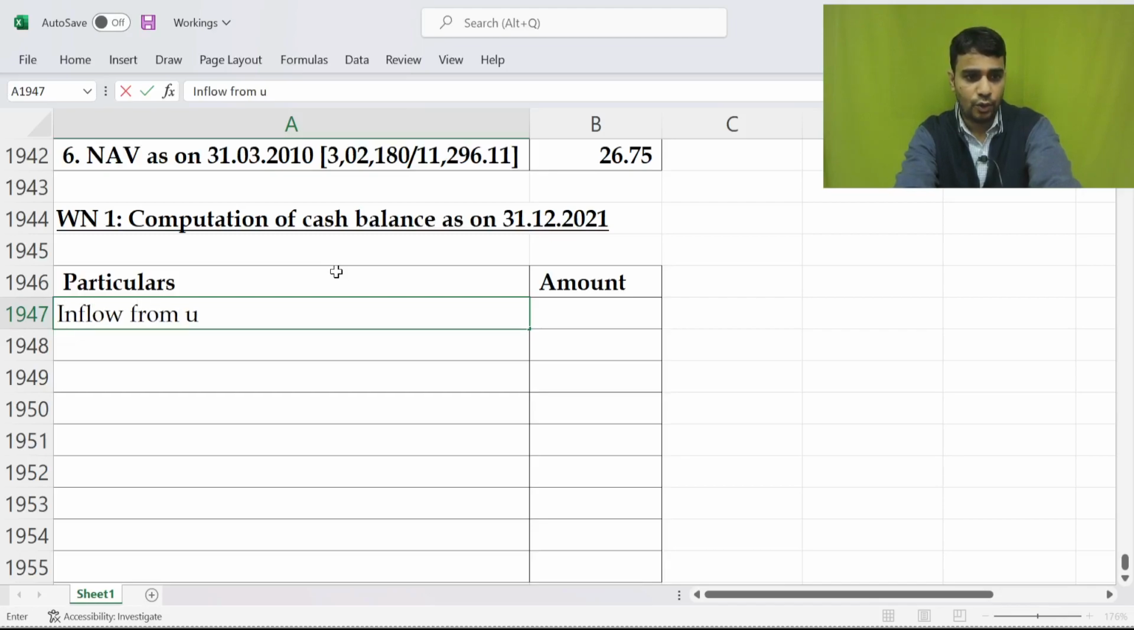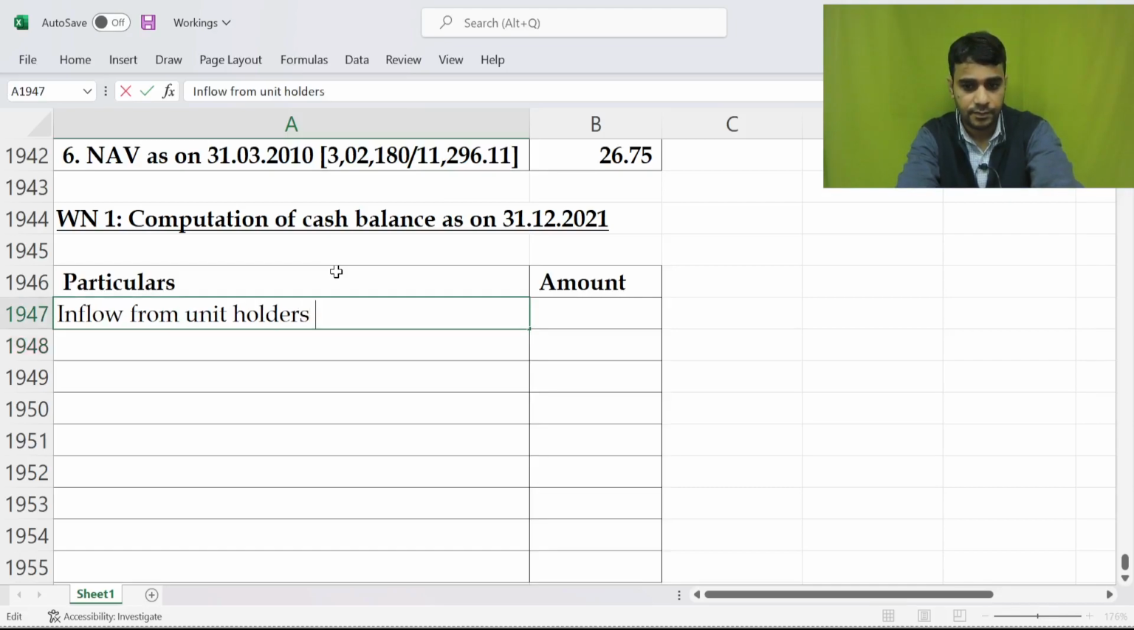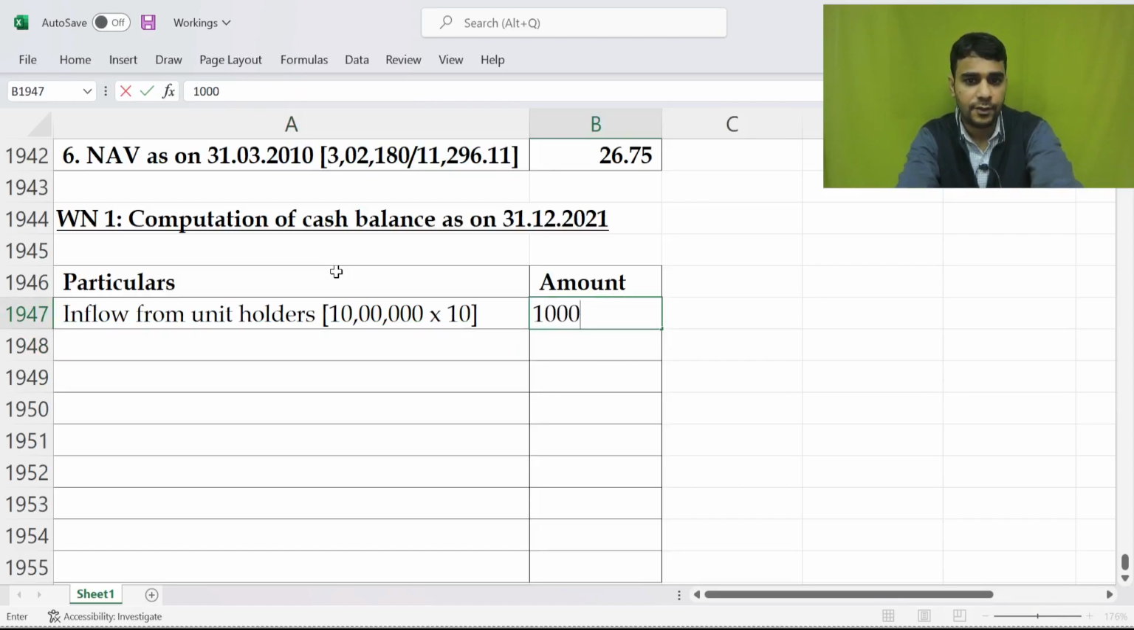Inflow from unit holders. This happens on the first day. How much money do I receive from the unit holders on the first day? 10 lakh into 10, 1 crore money I've got from the unit holders.